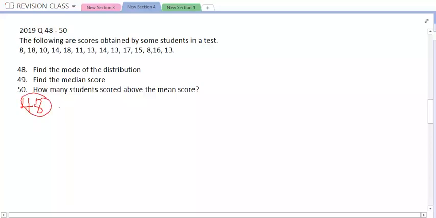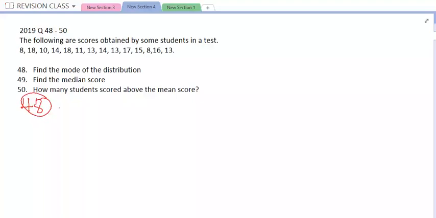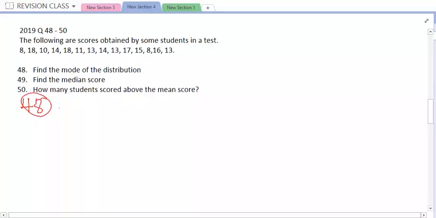Question 48 says, find the mode score. So you need to look at the distribution that we have and ask which of the data occurs the highest number of times, the one that has the highest frequency.